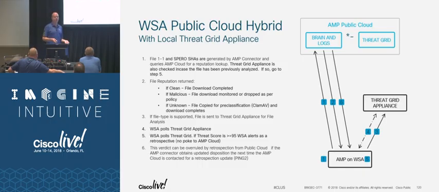There are some problems with this though, because the ThreatGrid appliance does not actually ever update the cloud. So that disposition is never shared to the cloud. So if you have a lot of WSAs, they don't know that it's already been looked at and that it has a bad disposition. So the hybrid can get wonky.